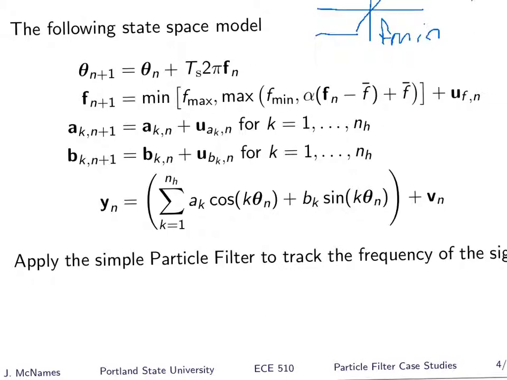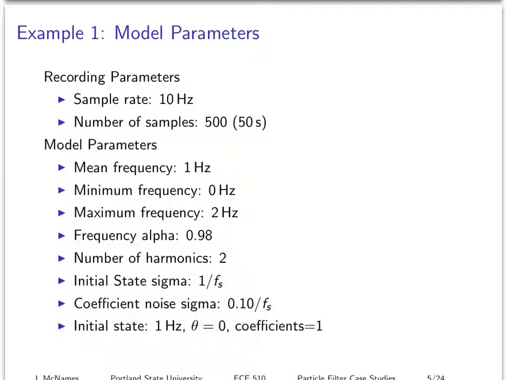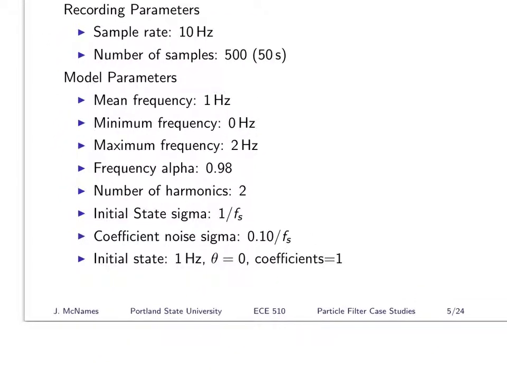Okay. Good. Just as we're getting to the really cool part, but maybe just briefly, all the parameters we have to pick, the recording parameters. I chose a sample rate of 10 hertz, and I'm just going to do 500 samples. Because I'm thinking about cardiovascular, I chose the mean frequency to be 1 hertz and range from 0 to 2 hertz. I should have made that 0.5, but I didn't. I chose a frequency alpha of 0.98, just 2 harmonics, which is appropriate for things like blood pressure signals that tend to be very smooth and not have a lot of content much above the second harmonic.